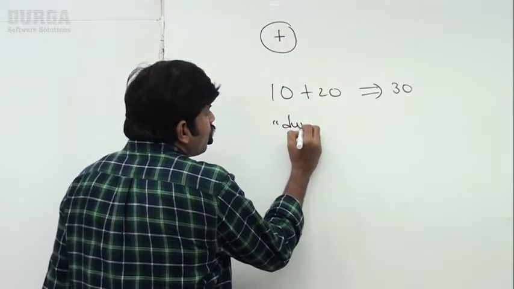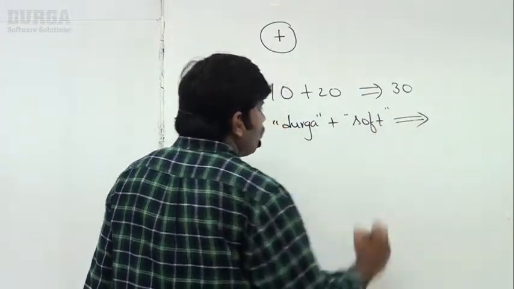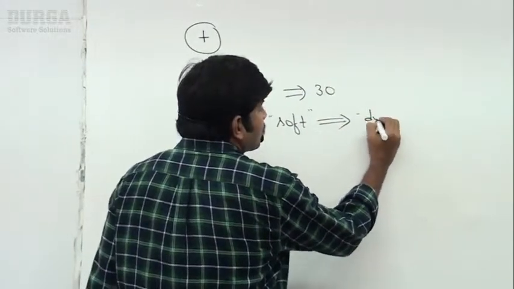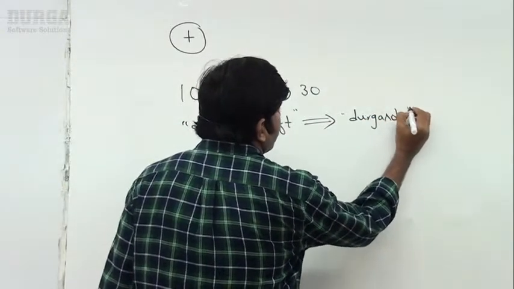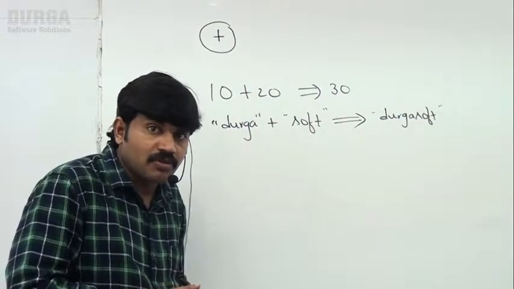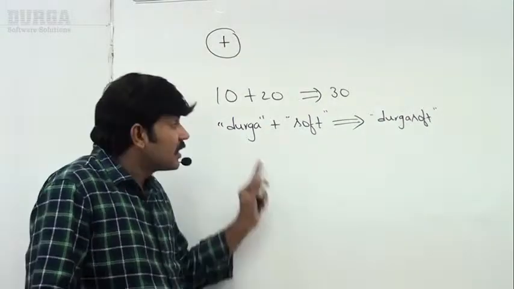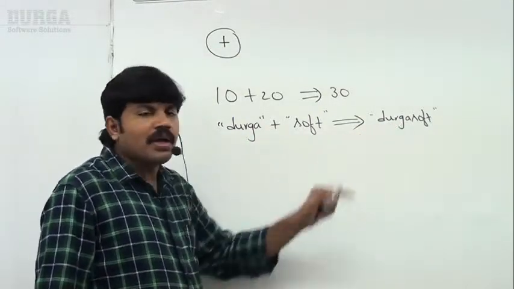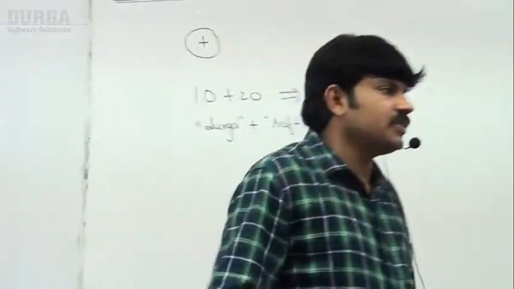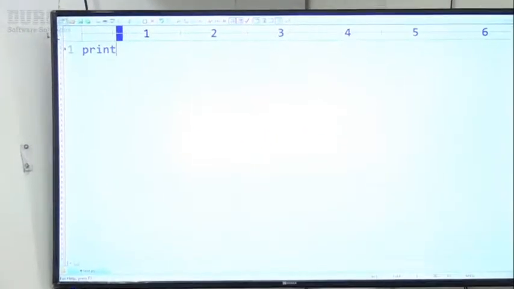Now I am taking Durga plus soft, sir. Can you please tell what is the answer we are going to get? Durgasoft, like this, right? So we can apply the plus operator between two string values also. If we apply the plus operator between two string values, it simply acts as a concatenation operator. Sir, now Durgasoft we are going to get. Clear for all of you, right? Now here take very special care. Observe this one, sir. I'm taking print of 10 plus 20.